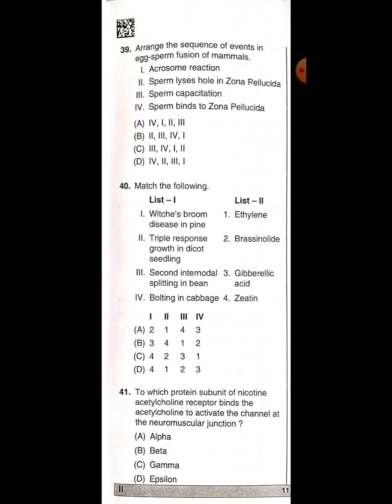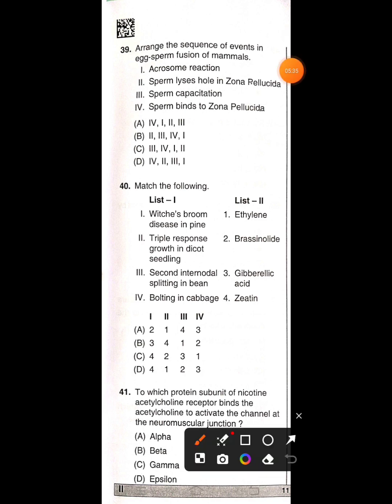Arrange the sequence of events in egg sperm fusion of mammals. So four statements are given related to egg sperm fusion in mammals. So you have to arrange them in order. Acrosome reaction, sperm lysis hole in zona pellucida, sperm capacitation, sperm binds to zona pellucida. So I'm going to give you the answer.